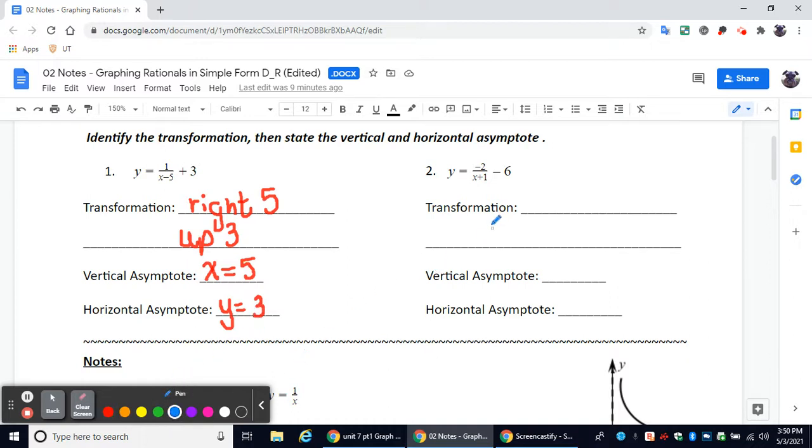So taking a look at number 2, we have y equals negative 2 divided by x plus 1 minus 6. As you recall, anything that's happening in your numerator is your stretch, compress, and reflect. And we see that there's 2 things going on here. The first one is that negative sign. So that is a reflect over the x-axis. And the 2 is greater than 1, and so that's a vertical stretch of 2.